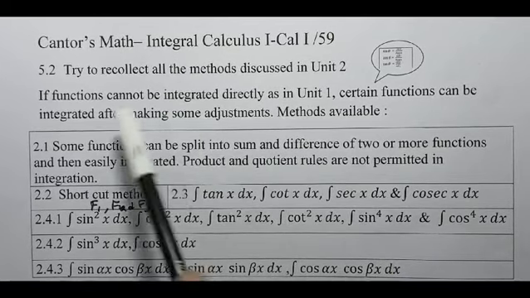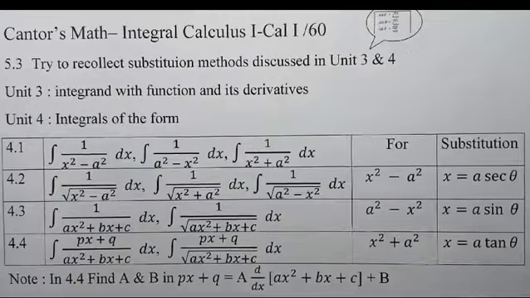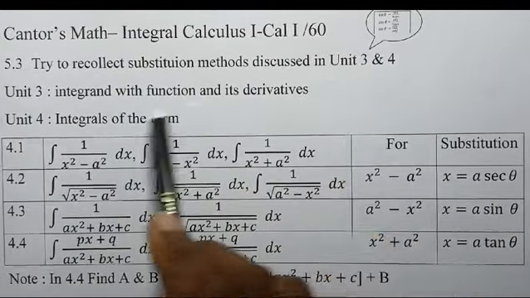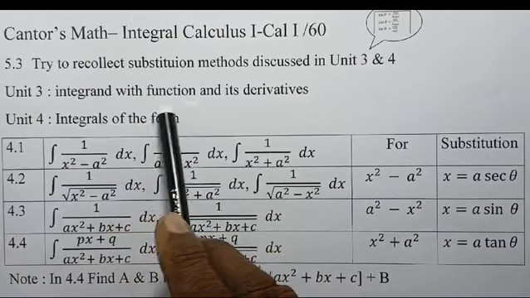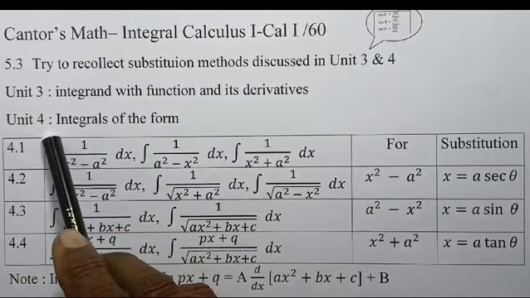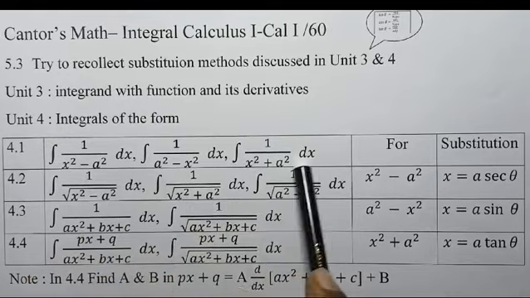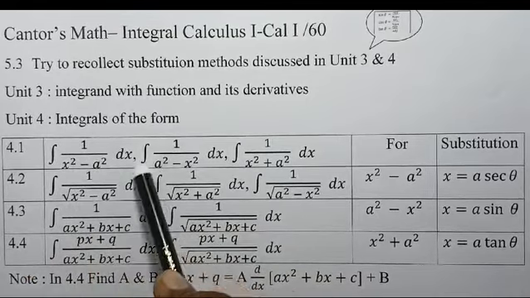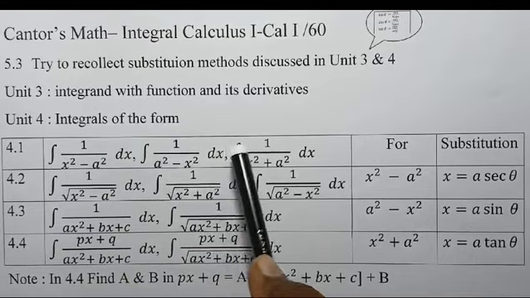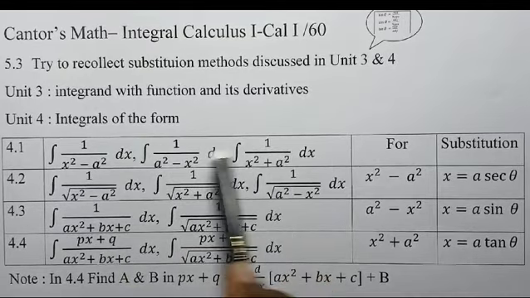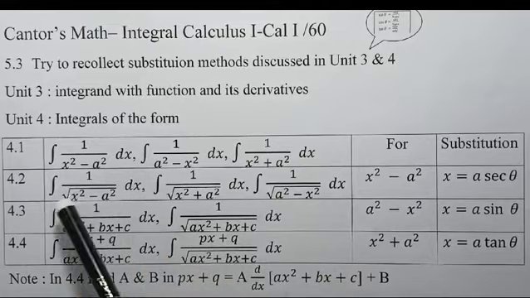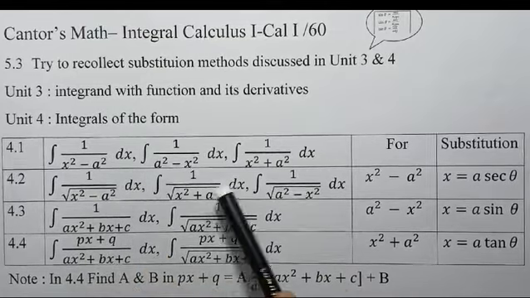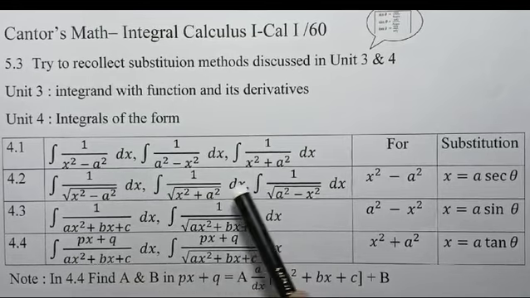Again, try to remember all these things on your screen. Here we are going to recollect substitution methods discussed in Unit 3 and 4. Unit 3, integrand with the function and its derivative. Unit 4, here 4.1, we have evaluated integrals for these three integrals, that is integral 1 by (x squared minus a squared), integral 1 by (a squared minus x squared) dx, and integral 1 by (x squared plus a squared). In 4.2, the same set, with the only difference that in the denominator we have a square root. We have three integrals of this form.